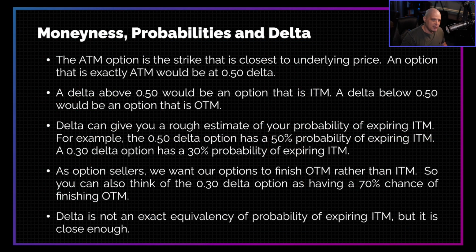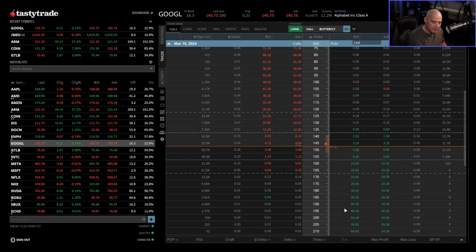One of the great things about delta is you can quickly determine if an option is in the money or out of the money just by looking at the delta of that option, because a delta above 50 means the option is in the money. A delta below 50 means the option is out of the money.